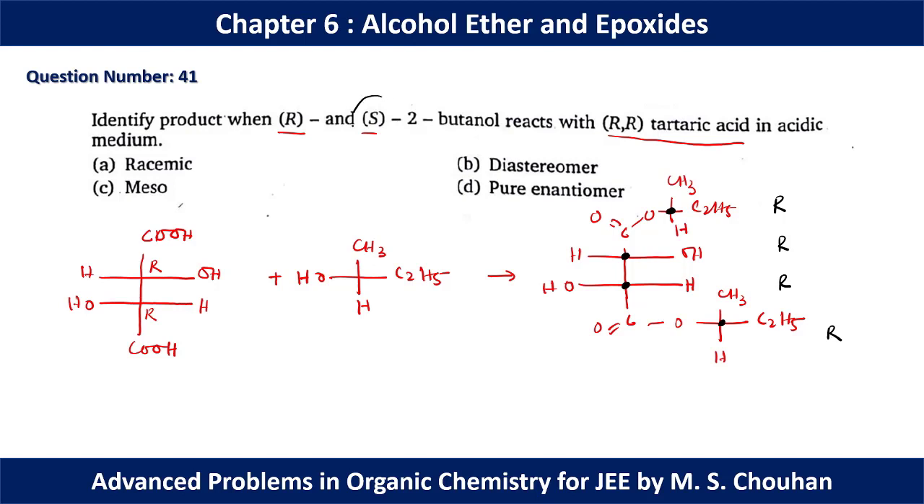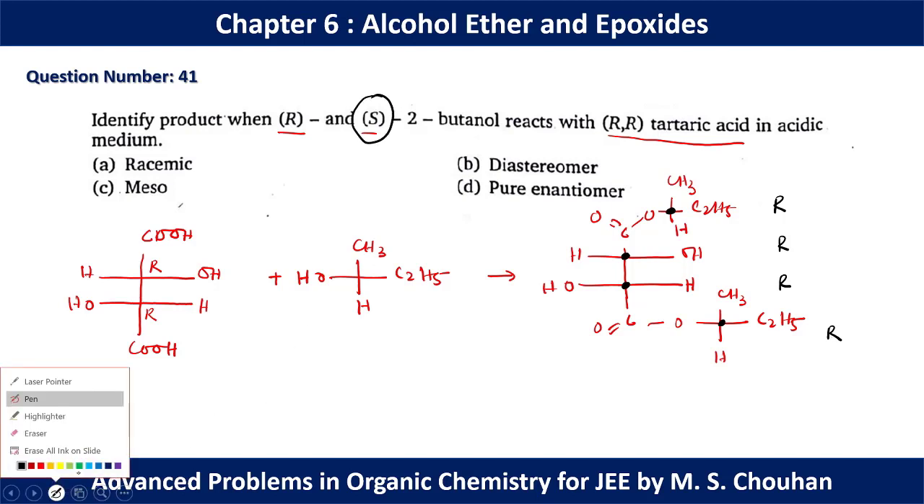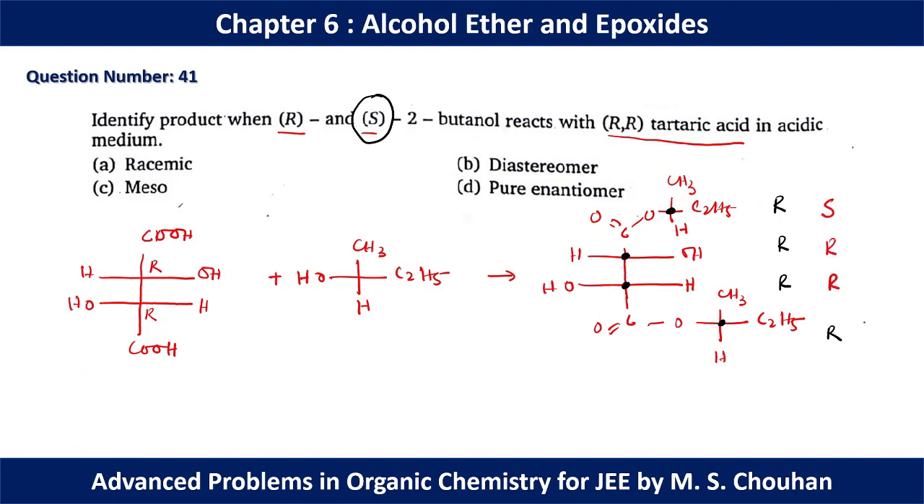Now if we start with S-butanol, then there will be a change in the situation and finally it will look like S, R, R, S. Now we can definitely say that R, R, R, R and S, R, R, S are not enantiomers because there is no direct mirror image relationship, but the connectivity or the attachment is the same. So this is a pure case of diastereomer products. So for this question, option B will be the correct option.